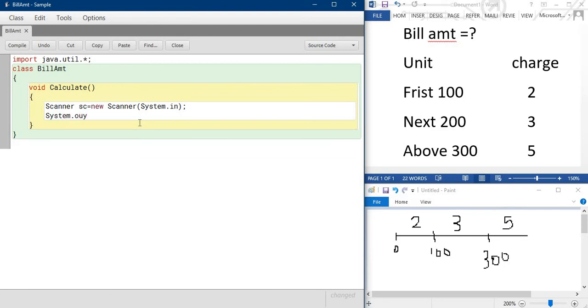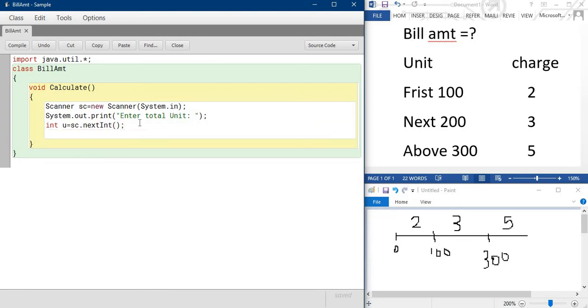System.out.print "Enter total unit." Okay, and I'm taking the unit inside. So int u is equal to sc.nextInt.